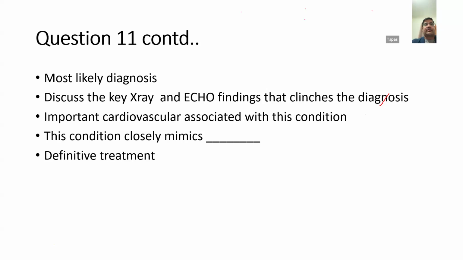So next, coming to the questions. What is the most likely diagnosis? TAPVC is also of three types. Yes, obstructed TAPVC. Discuss the key X-ray and echo findings that clinch the diagnosis.